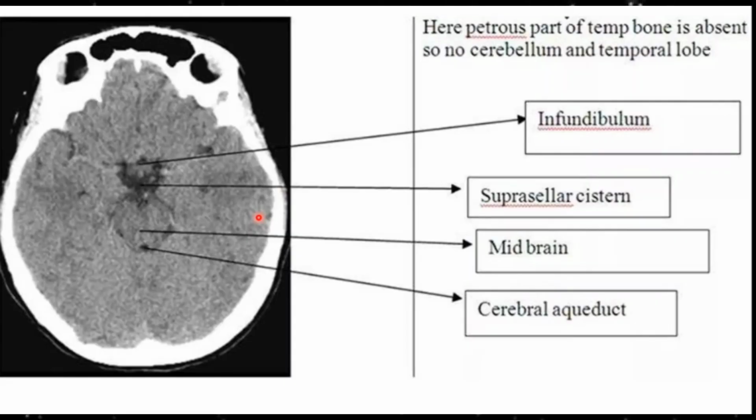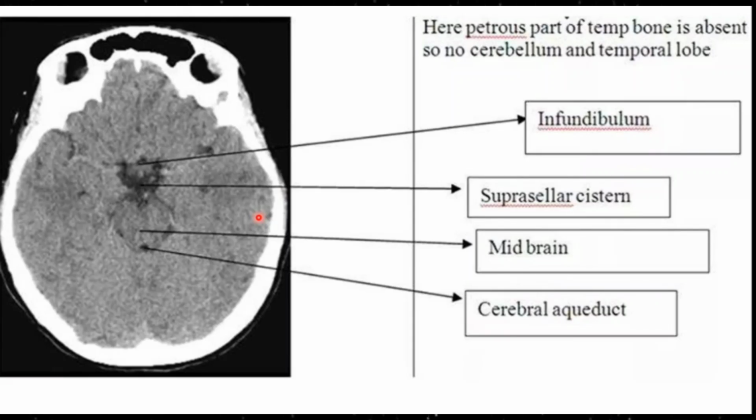As we go slightly up, you see that the petrous part of the temporal bone is not seen. It means that the tentorium cerebelli is over. So when the tentorium cerebelli is over, it means there is no cerebellum. So here on this image you can appreciate the midbrain. Midbrain can be seen here. Posterior to the midbrain there is a tiny dot which is called the cerebral aqueduct, or the aqueduct of Sylvius as well. It is located above the sella turcica, at the suprasellar cistern.